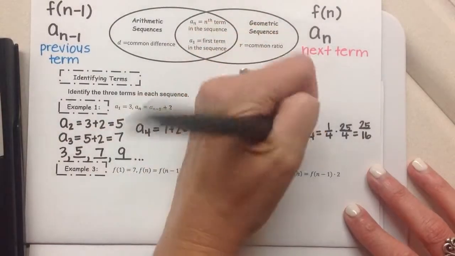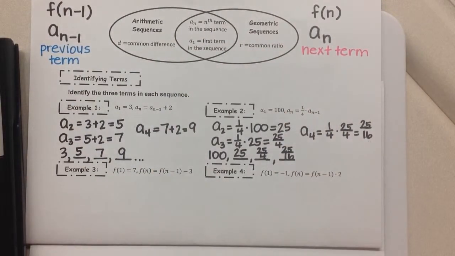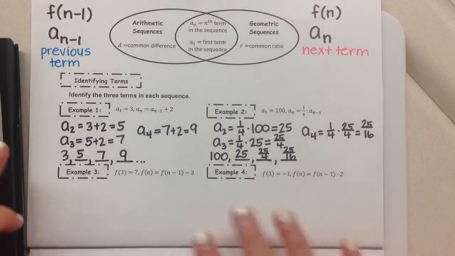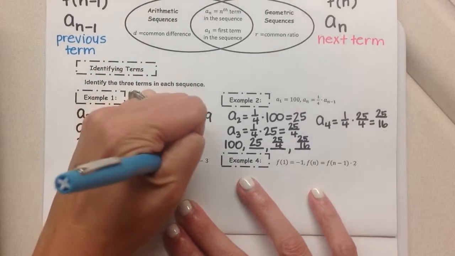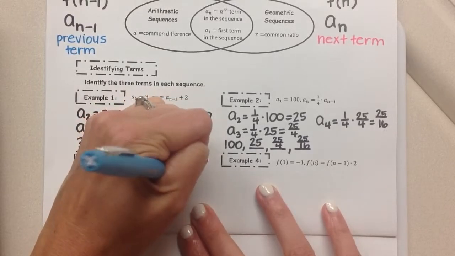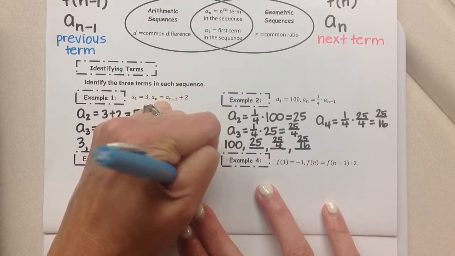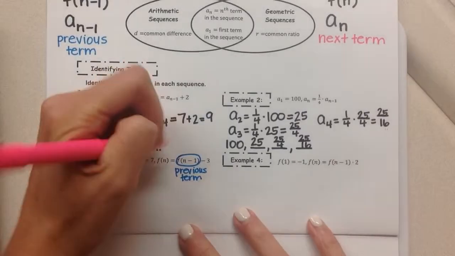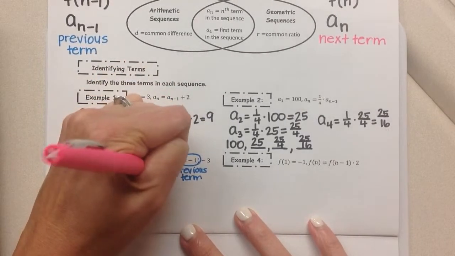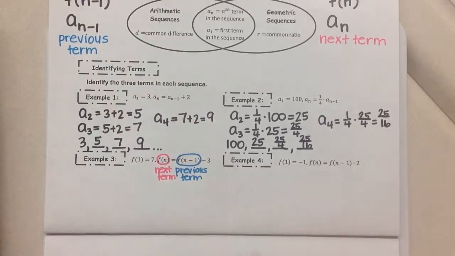So my fourth number in the list is 25/16. All right, so now let's look at it using the f of n, f of n minus 1. It means the exact same thing. Remember, f of n minus 1 is the same thing as me saying the previous term. And f of n is the same thing as me saying a sub n, which means next term. It's just another way to write it. So I just want you to become familiar with that.